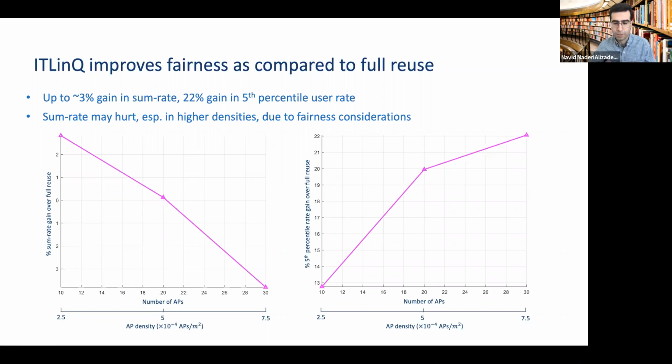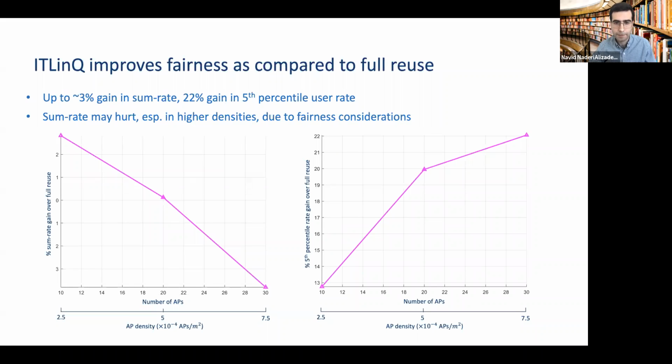So you see that the sum rate is hurting because we are trying to be fair across all the users in the network. For example, in this extreme on the right-hand side, we have 150 users in the network in a very limited area that we are trying to be fair to. And that's why we take this hit in sum rates, but we are boosting the 5th percentile rate, or being fair across them.